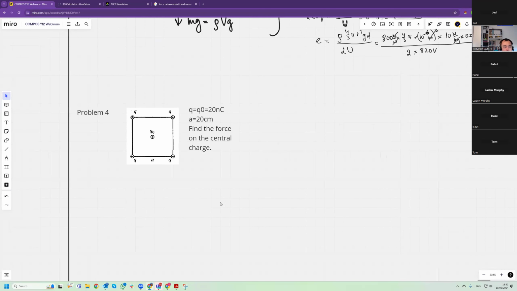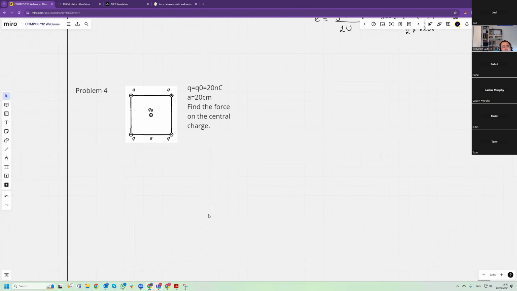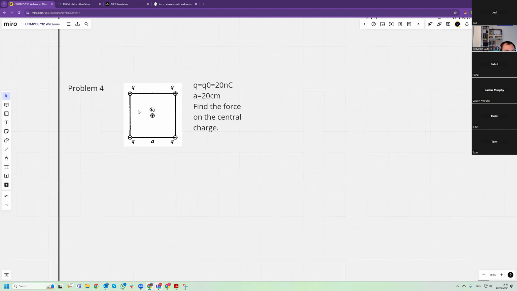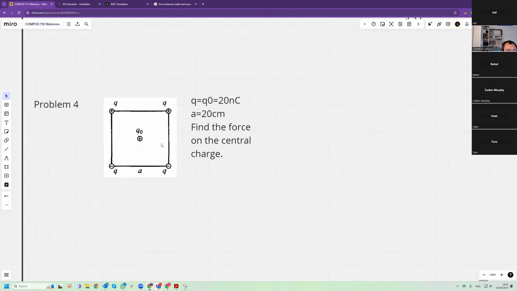Problem 4. We have 5 charges placed in the corners of a square. We need to find the force on the central charge. The charges are all the same, 20 nanocoulombs. This square is 20 centimeters. Find the force on the central charge.